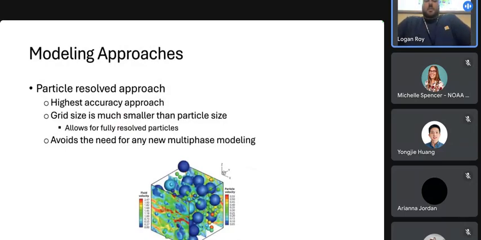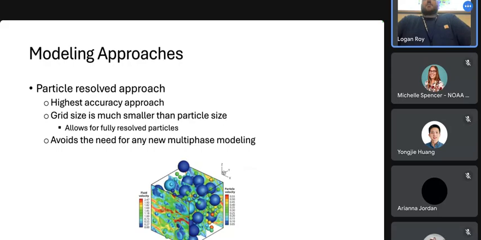So I'm going to start this discussion of modeling approaches with something called the particle resolved approach. This is the creme de la creme, the highest accuracy approach. You give it a ton of computational power, and it will be able to handle things for you, which is nice. If you have a small enough grid size and you can resolve the entire particle, usually at least a couple orders of magnitude smaller than the particle, you get really high detail of the particle shape that you're resolving in these models.